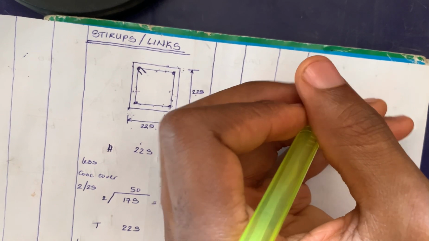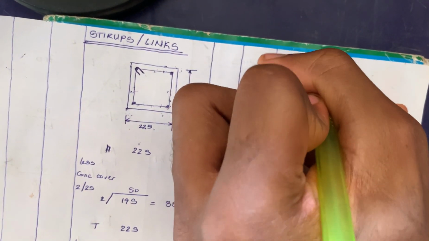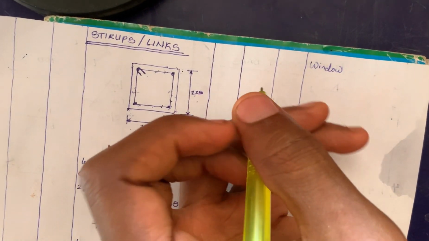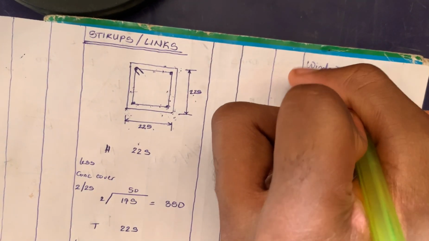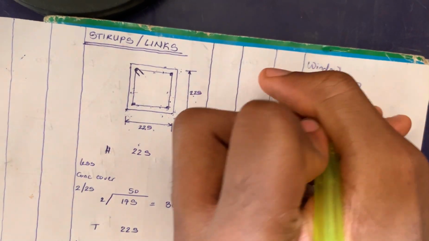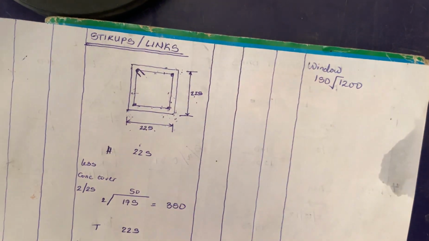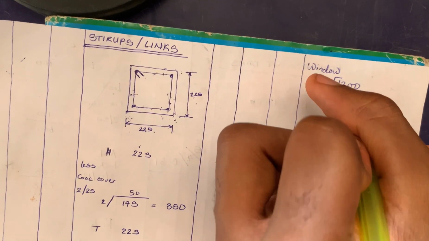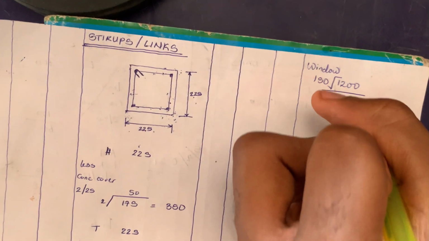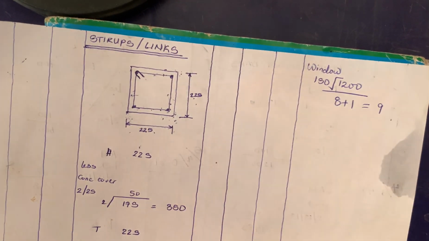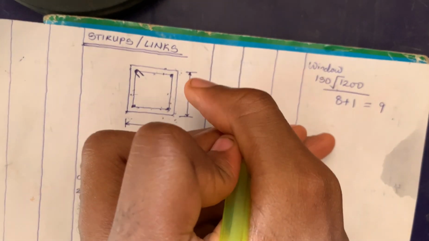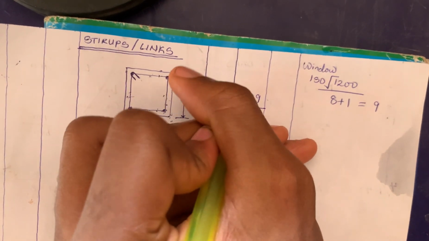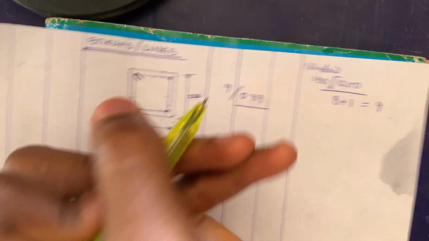So we'll move to window 1, and the length of the reinforcement is 1200 divided by the spacing of 150, and it's going to give us 8. Then you add plus 1, which is equal to 9. Then you book the length of the stirrup, 0.89. You close, and then you times it by the number, which is 9.